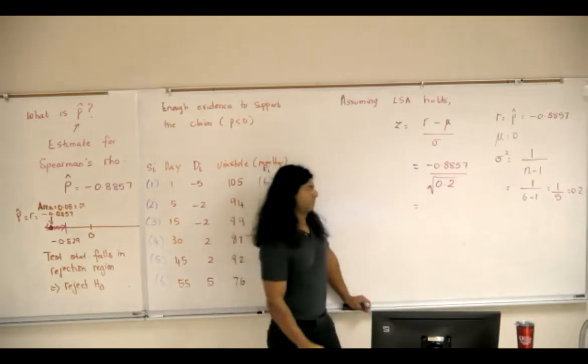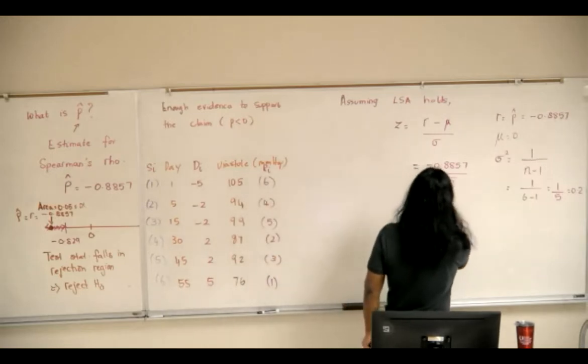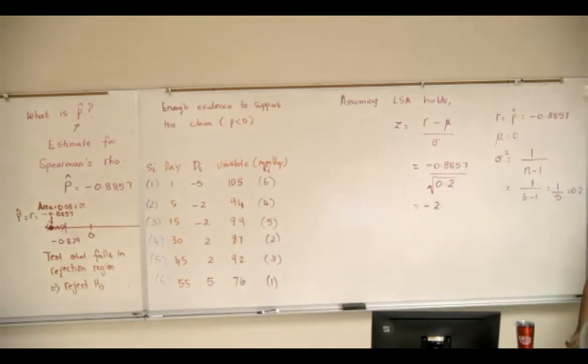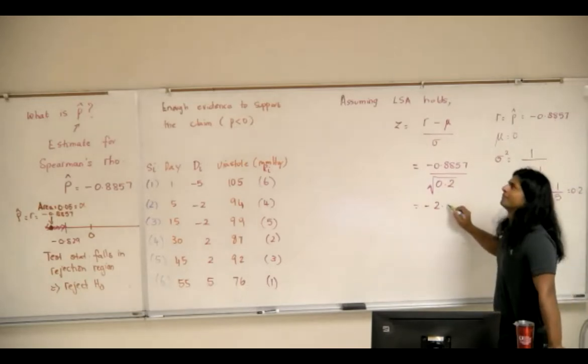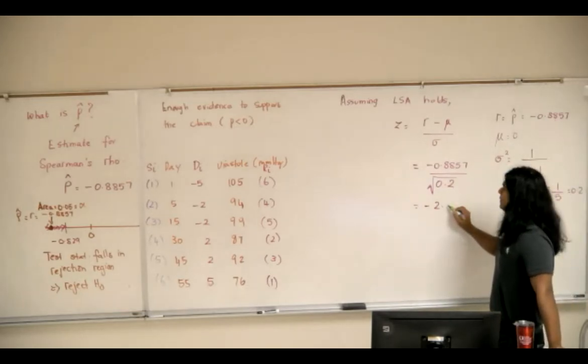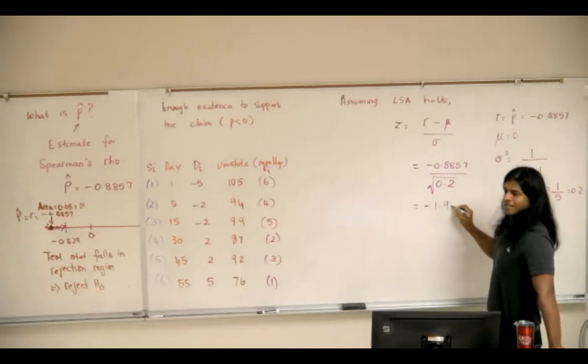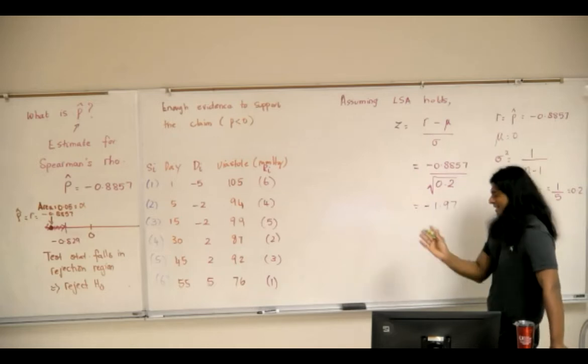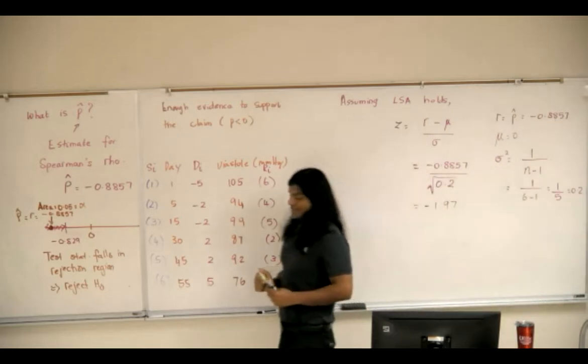What do we get? -2.2. Yeah, negative 1.98. 1.98? If you round, 1.97. Okay, negative 1.97.